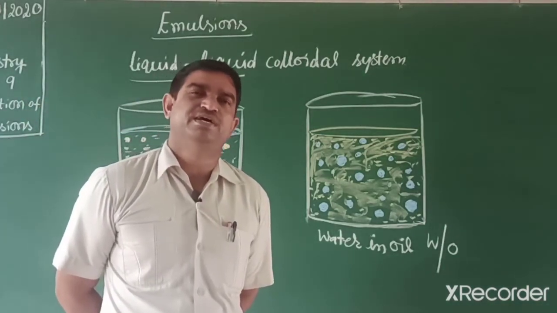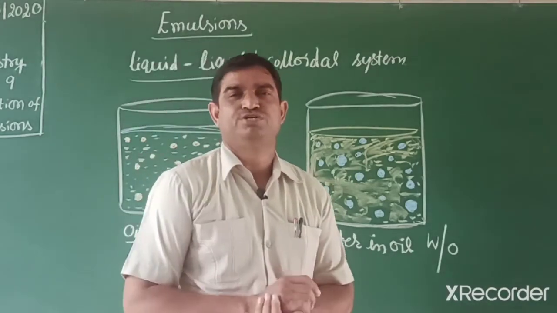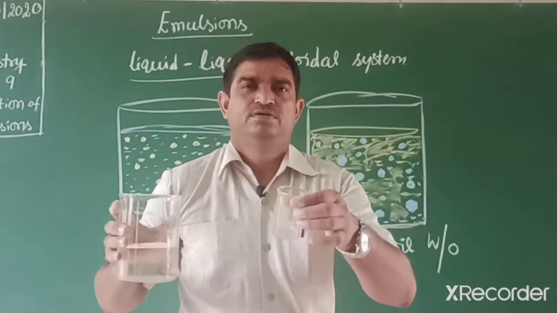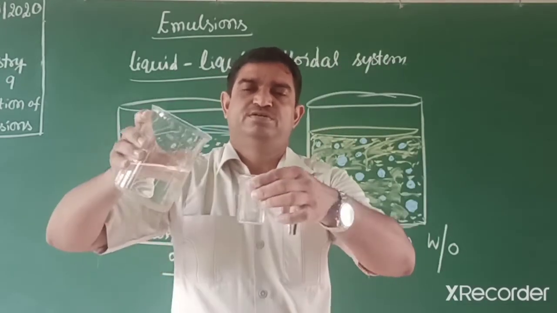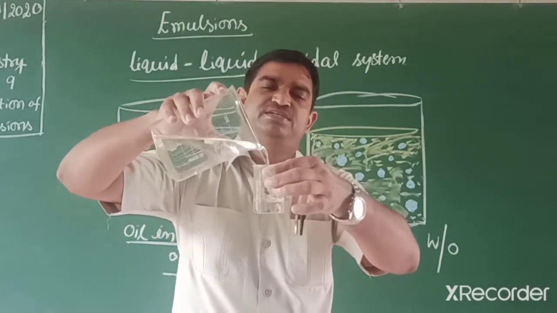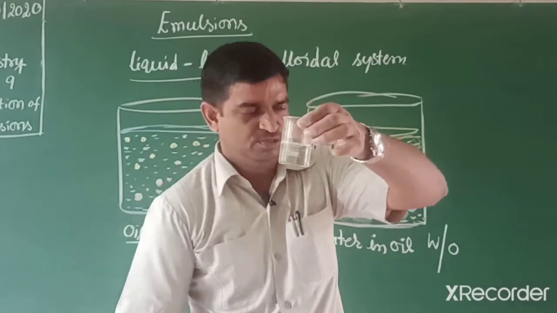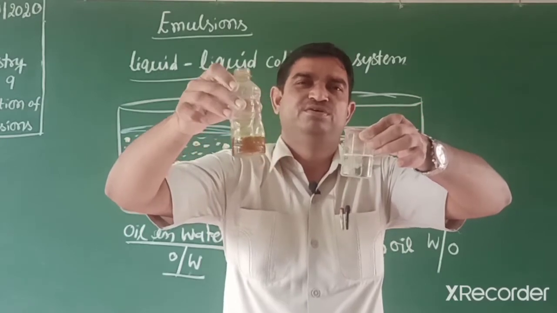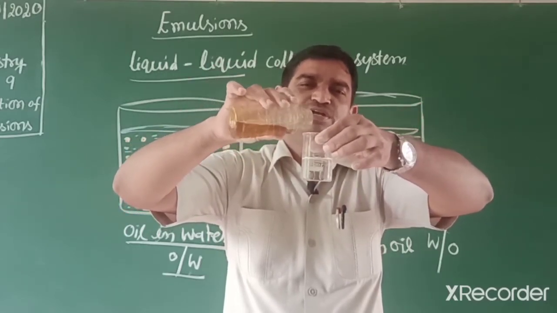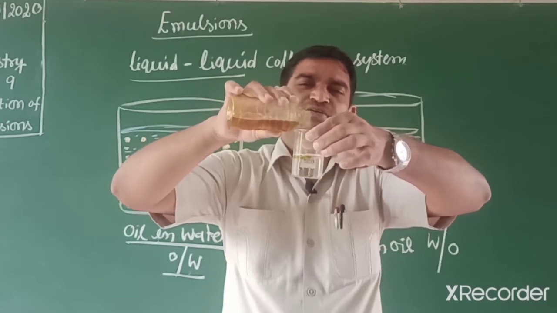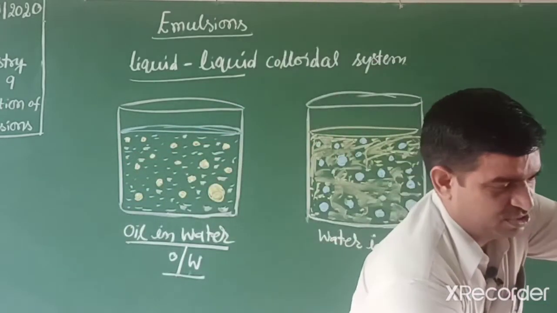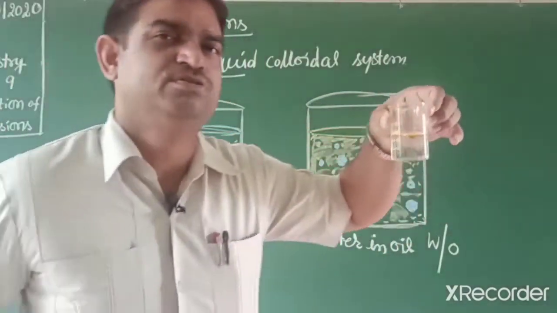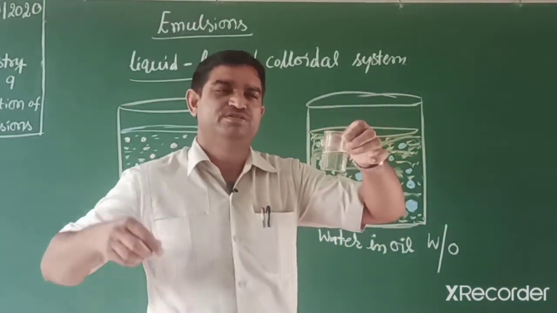Students, now I explain an activity and show you two different types of emulsions. Now I am showing you oil in water. Water I am taking as the dispersion medium. Water is the larger amount, and this is mustard oil. When I mix this small amount of mustard oil in this water, what happens? This oil is not mixed in this. Why? Because these are immiscible liquids.